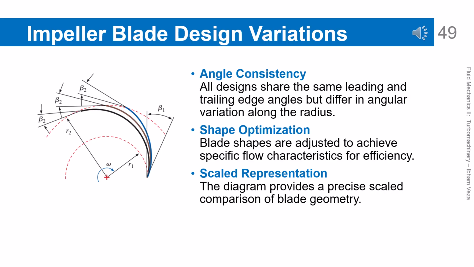This difference is intended to accommodate the change in tangential speed from the hub to the tip. The blade shape strongly affects how the fluid is accelerated and guided. The scaled diagram shows how these geometric variations are visually compared. Optimizing blade shape is the key to achieving high efficiency.